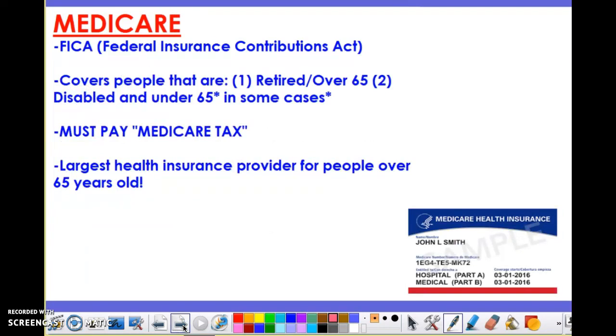A little bit about Medicare here really quick. Again, that falls under that FICA, that Federal Insurance Contributions Act. It covers people that are retired over the age of 65. It covers also disabled and under 65 in some cases. Again, it goes case by case, and that's something that the government would determine. Just like Social Security tax, you must pay Medicare tax. This is the largest health insurance provider for people over 65 years old.